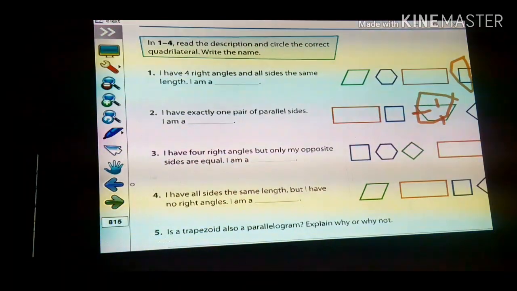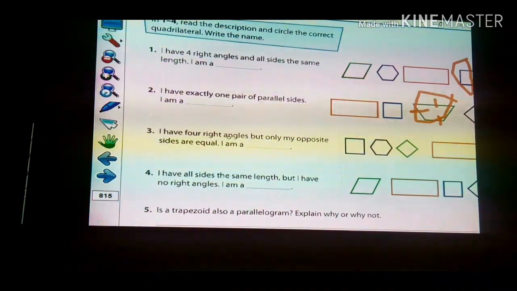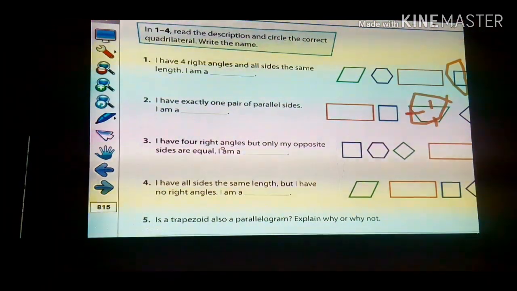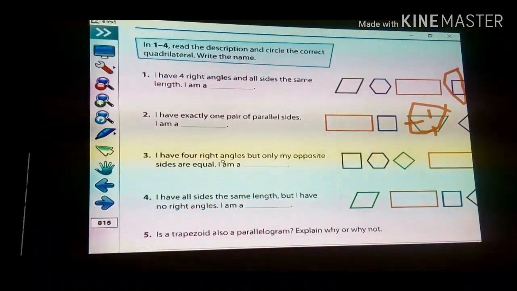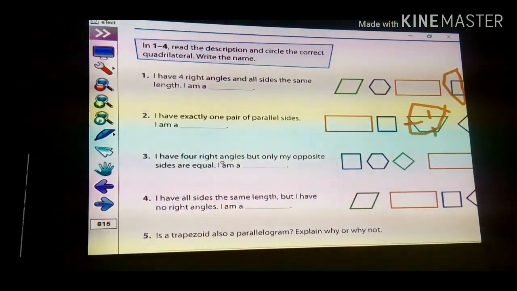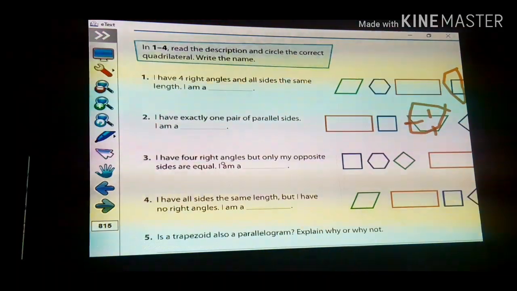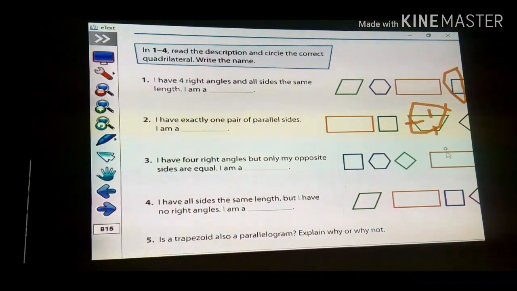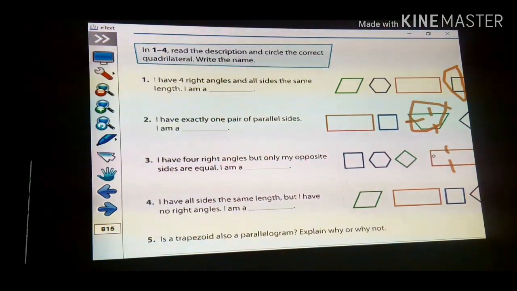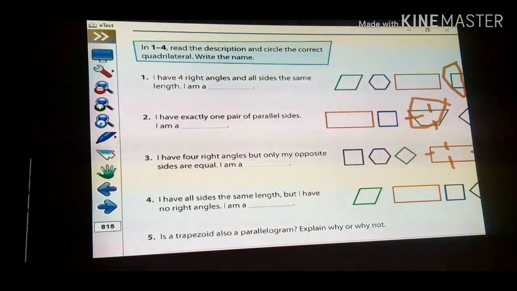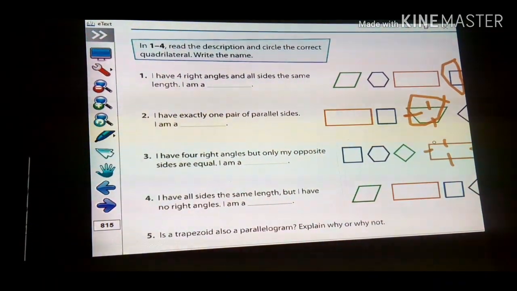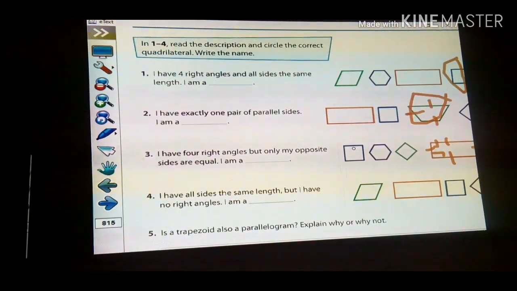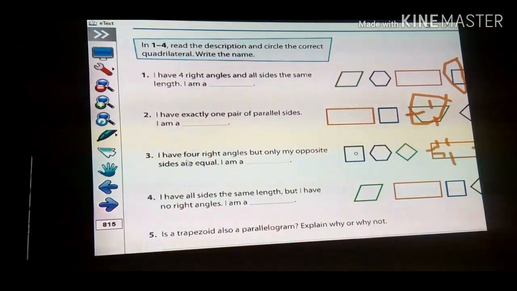Okay, so how about number 3? I have 4 right angles, but only my opposite sides are equal. Remember, we have 2 shapes that have right angles, the rectangle and the square, right? But which one has only 2 opposite sides equal, not all the same length? Of course, the rectangle. 2 opposite sides, 1 here and 1 here. They are opposite sides, but all of them form right angles, so it has 4 right angles. The square also has 4, but all the sides are the same length.